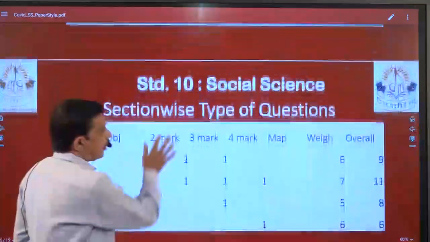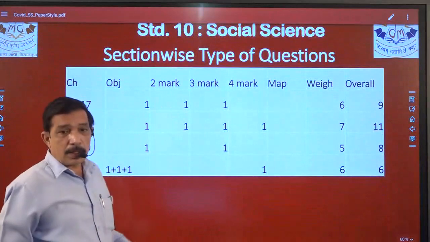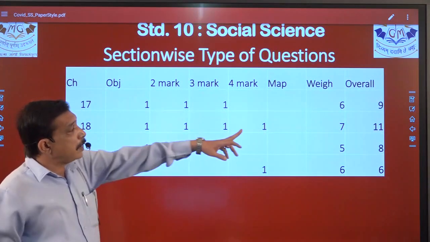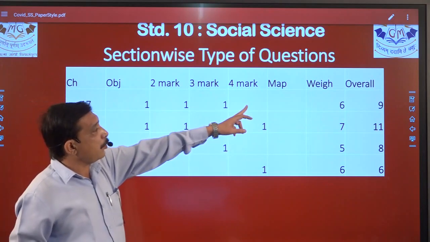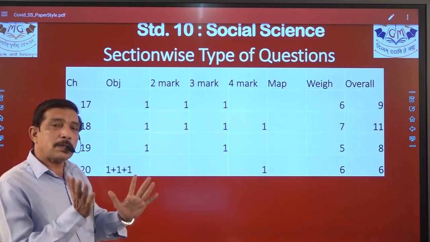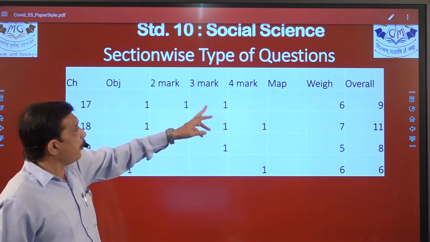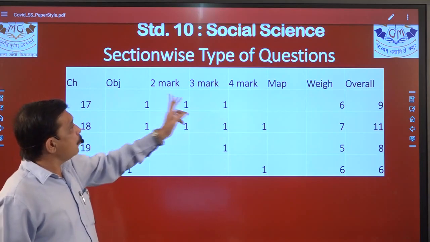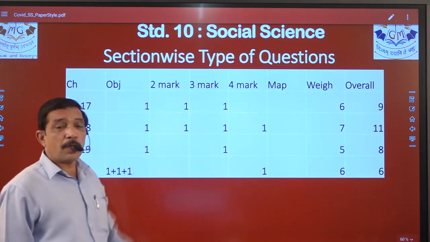Chapter 17, overall weightage is 6 marks. Out of that there is no 4 mark question. That means a 3 mark question will be compulsory. So all the long answers that are having 3 marks, those we prepare. Plus 2 marks, so 3 plus 2 5, and so this is fixed, this will not change.